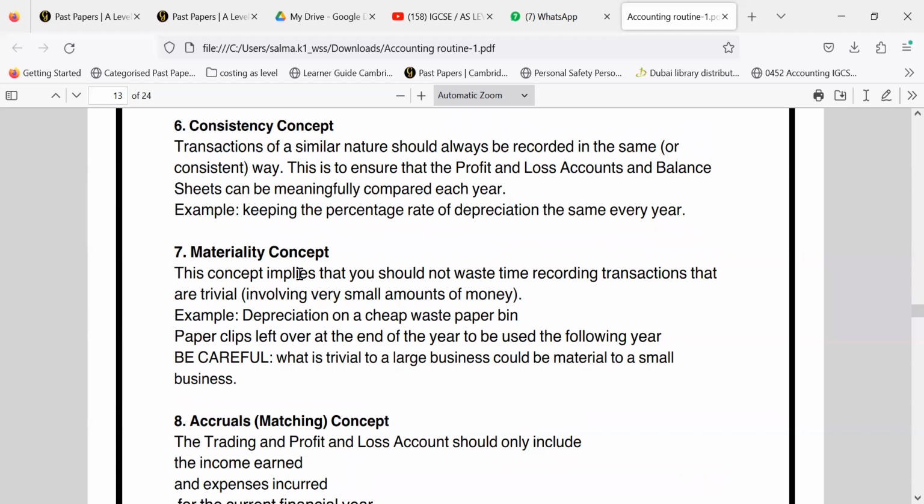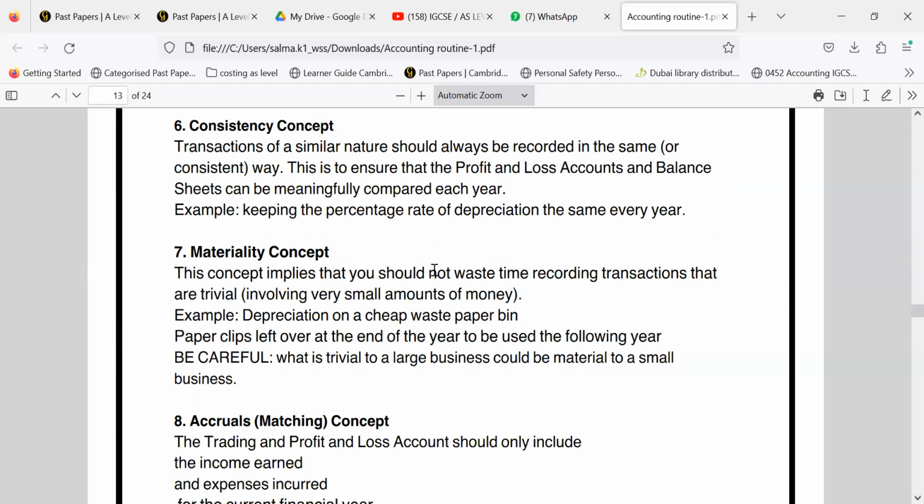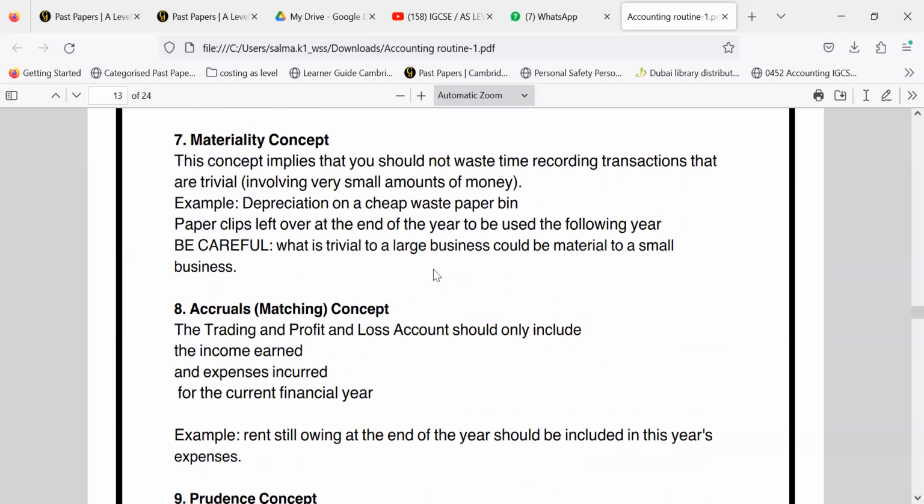The consistency concept tells you that if you're following any procedure or any way to record your transactions or to treat your expenses, you should continue to consistently follow that method. You should not keep on changing your methods of recording something. Whatever you're doing, consistently do it, unless the change you're making gives a better representation. You should have a valid reason to change your methods. What is the materiality concept?